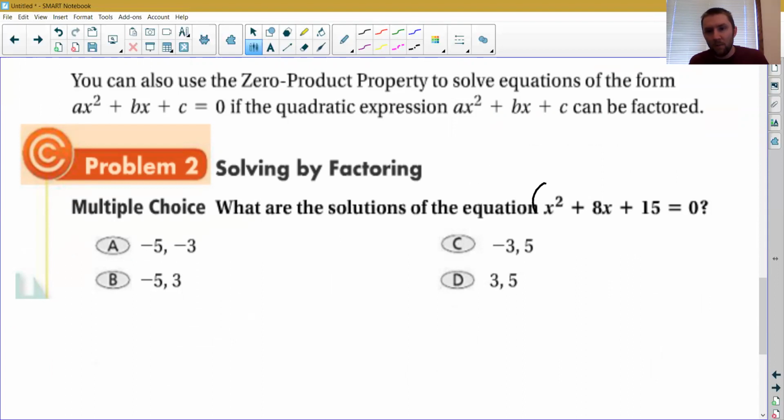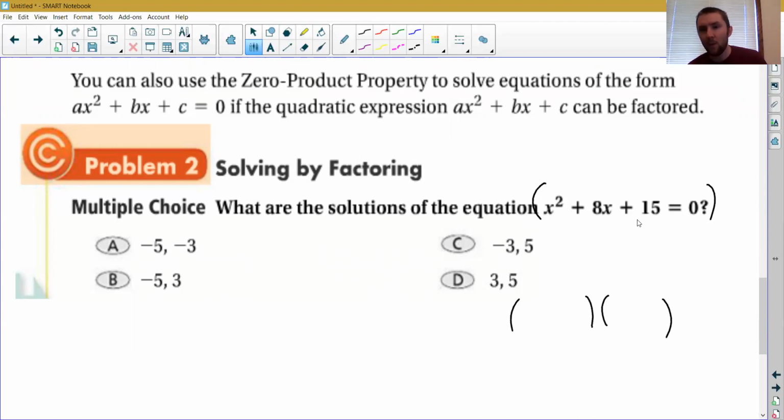x squared plus 8x plus 15 is equal to 0. And they're asking me to find the solutions. They're asking me to solve this equation. Now, again, notice that I see the x two different times, so I can't just undo things. So I look at the quadratic piece, x squared plus 8x plus 15, and I ask myself, can I factor that? Can I turn this into two sets of parentheses?